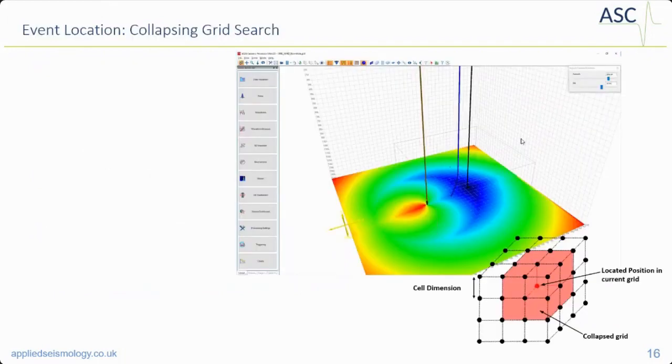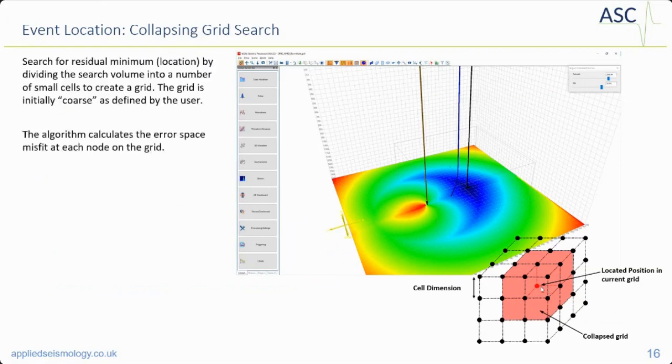And what do we mean by collapsing grid search? Well, this is a concept. We have residual space. This is just all the difference between the theoretical and observed travel times. We will grid our space, divide it in a lattice, always a cubic parallelepiped lattice. Do a first coarse search, and then take some steps with finer grids until it defines the optimal location.